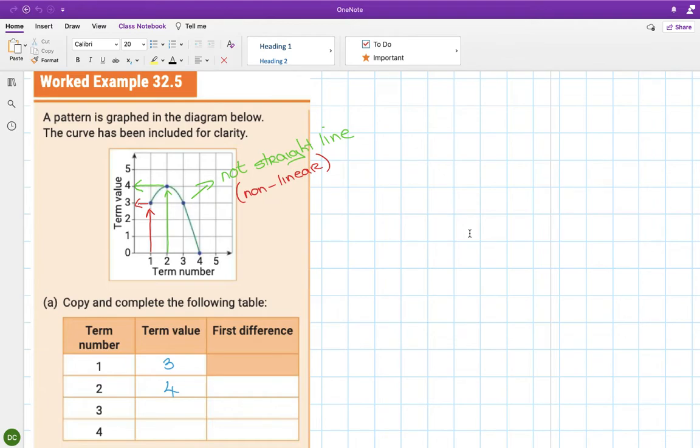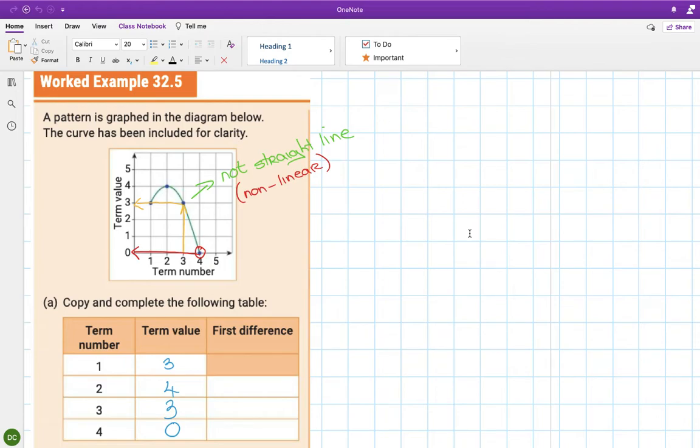I'll just remove those so that's easier to see. The third dot, go up to the dot, so go from the third term up to the dot and go across. And we get 3 again. And then the fourth one is here, and we have to go across to get the value of the term. And the value of that last one is 0. So you get the value of the y-axis, the up and down axis. So you always have to go across to get the value.